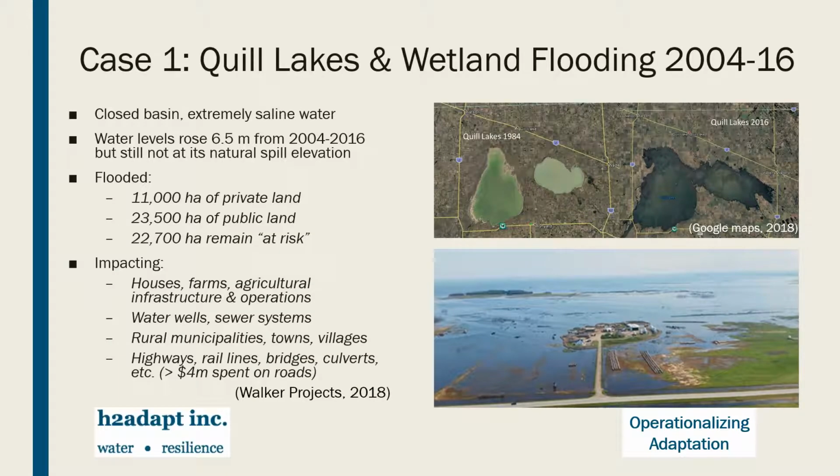This first case I'm showing is Quill Lakes. It is an extremely saline water body located within a closed basin in south-central Saskatchewan. The Quill Lakes water levels rose 6.5 meters from 2004 to 2016, flooding 11,000 hectares of private land and over 23,000 hectares of public land, with impacts to houses, farms, water and sewer systems, communities, highways, rail lines, bridges, and culverts. Significant disaster recovery costs have been expended.